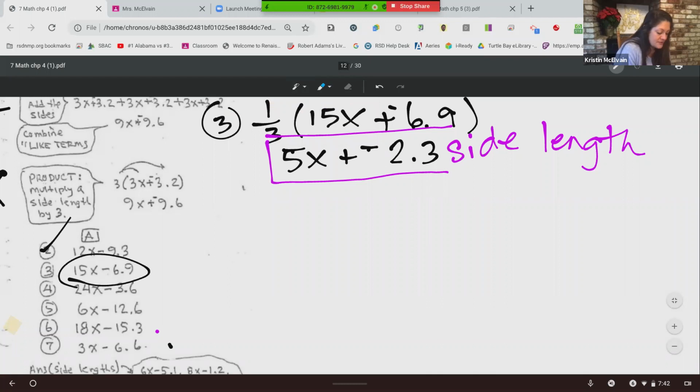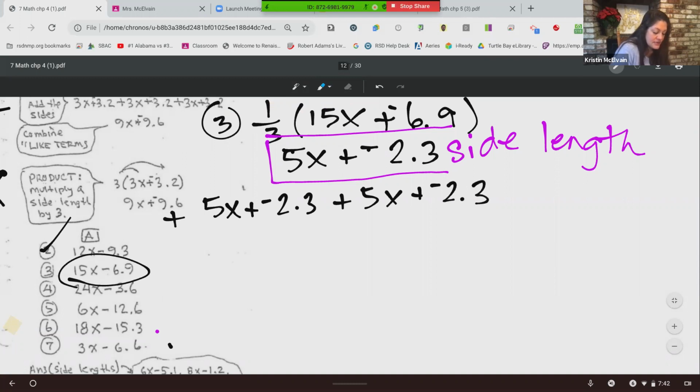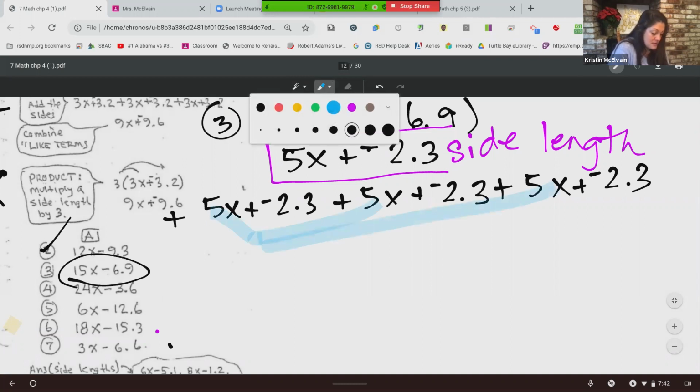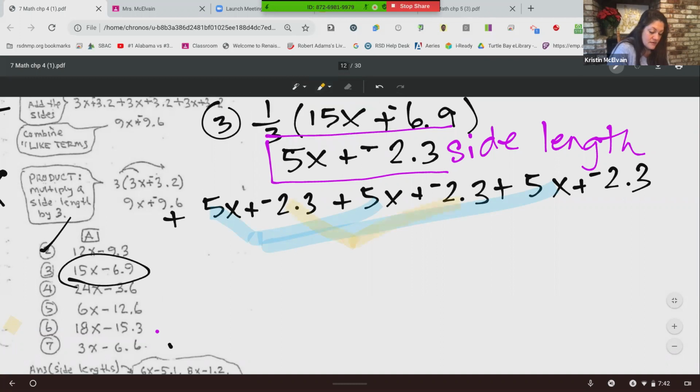So now to show the repeated addition, we're going to do it 3 times. Once, twice, 3rd time's a charm. Combine like terms. And there gives us our original, which is 15x plus negative 6.9.